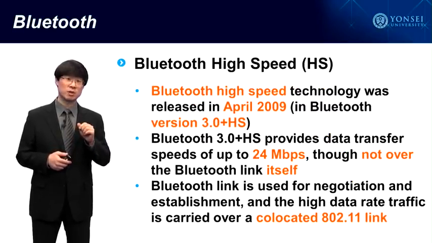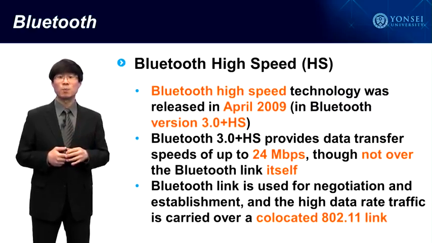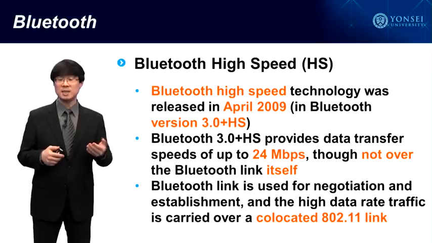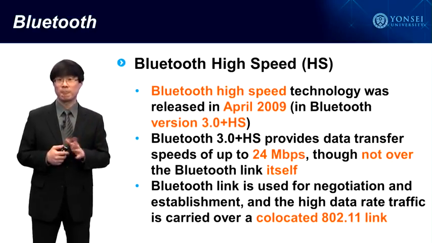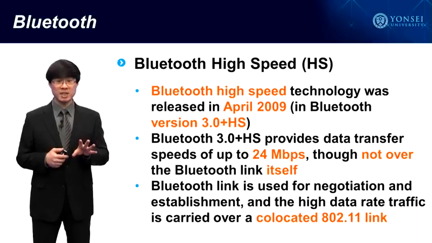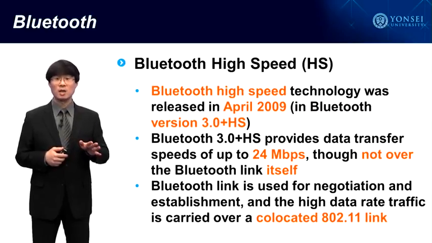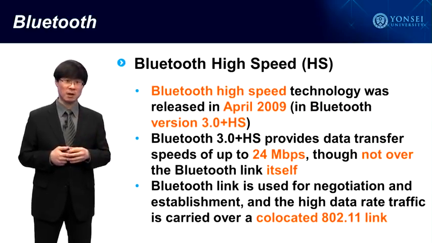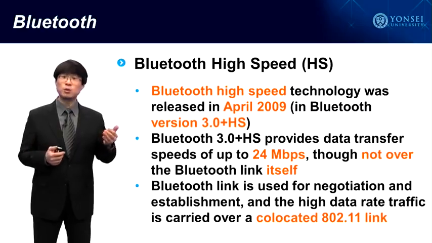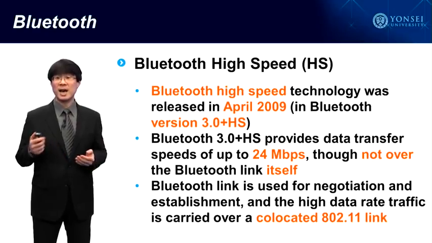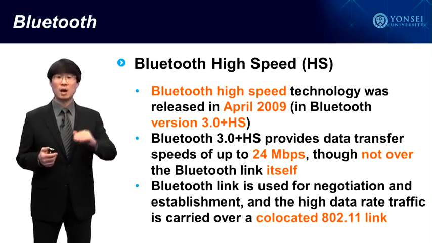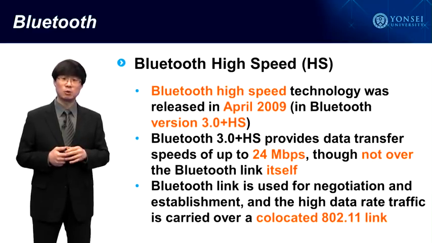Then there's Bluetooth High Speed, plus HS. Now, this is a technology that was released in 2009, and it was released under the code of Bluetooth version 3.0 plus HS. Now, Bluetooth 3.0 plus HS provides data transfer speeds up to 24 megabits per second, though not over just using the Bluetooth link itself. What it does is, the Bluetooth link is used for negotiation and establishment. It's like the control channel. And the high data rate traffic is carried over a co-located Wi-Fi link using 802.11.